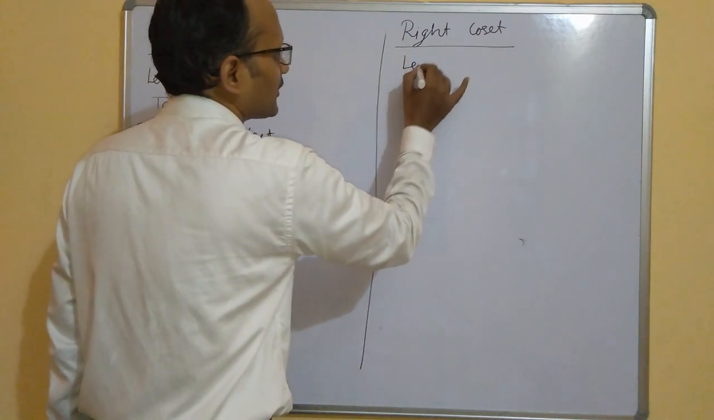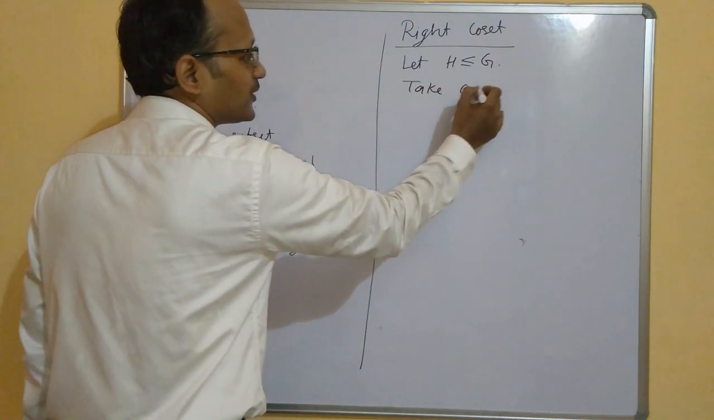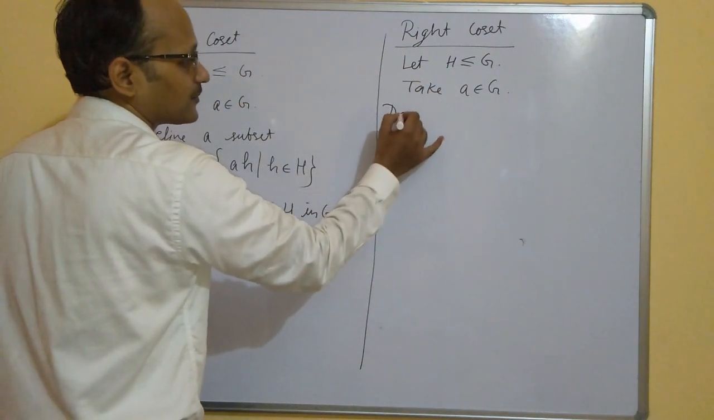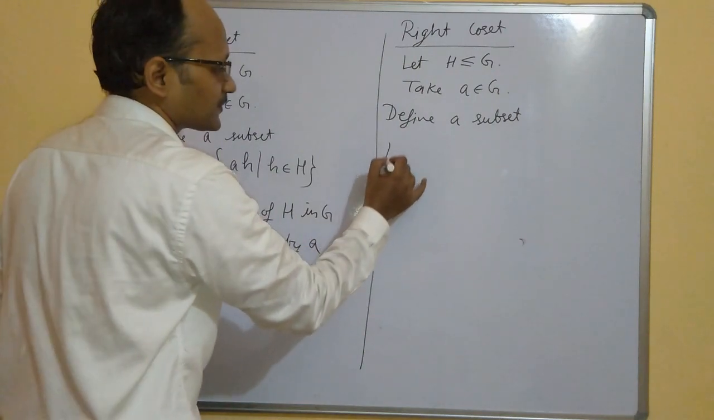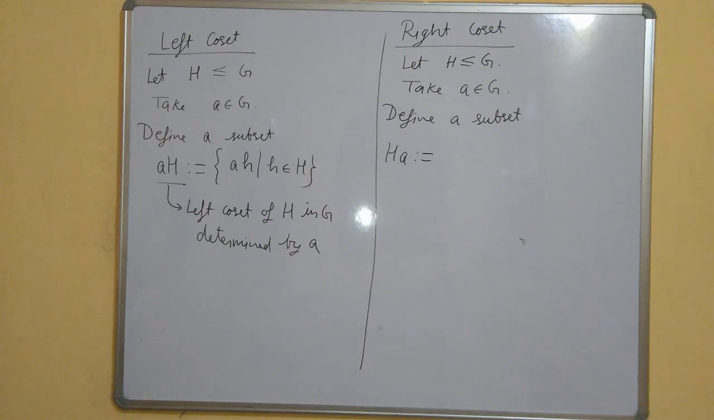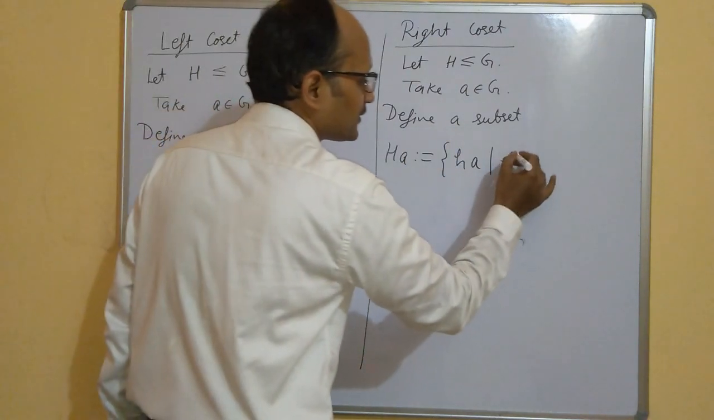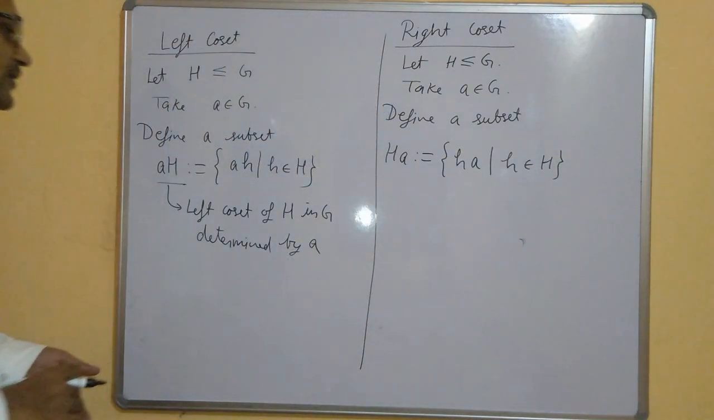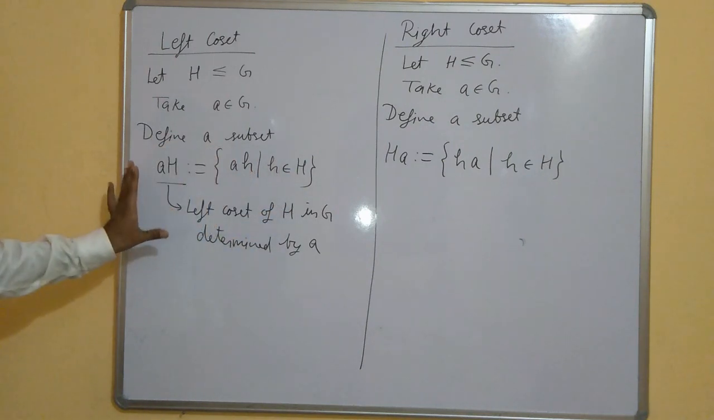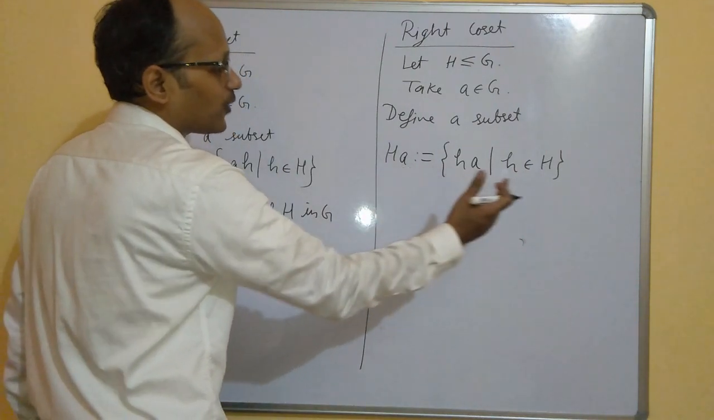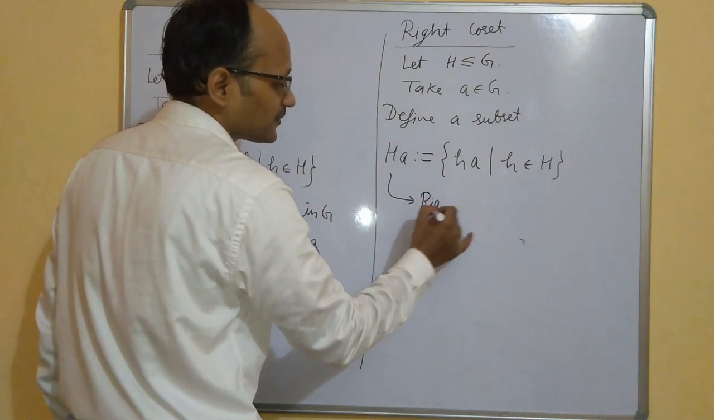So again, let H be a subgroup of a group G. Take an element a in G. Define a subset Ha to be equal to ha such that h is in H. So what we are doing is multiplying a on each element of H from the left, then it is a left coset, and here we are multiplying a from the right to each element of capital H, so we will call it right coset.